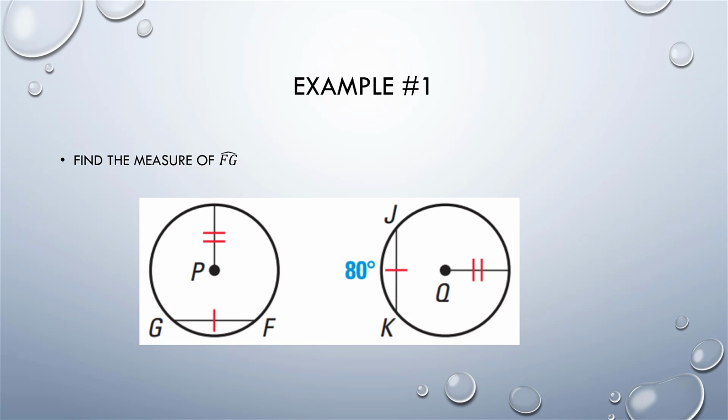So here's an example. Find the measure of arc FG. These two circles are congruent because both radii are marked congruent. And then we have the chords JK and FG marked congruent. Because we have congruent circles and congruent chords, that means that the arcs are congruent. So if JK is 80, FG is also 80 degrees.